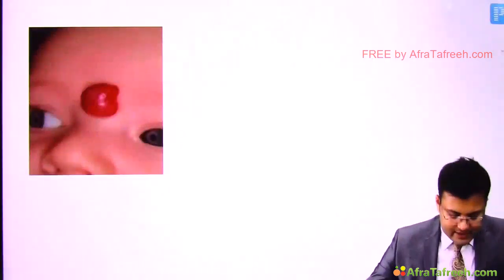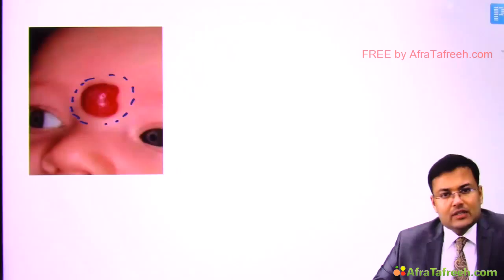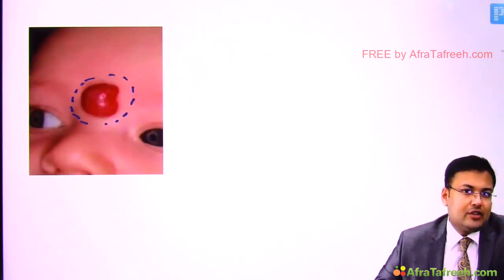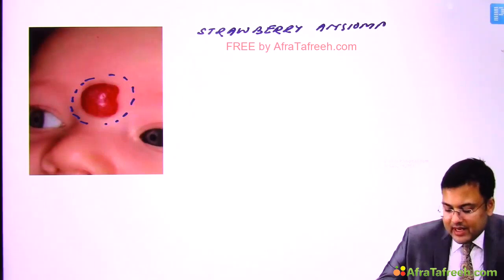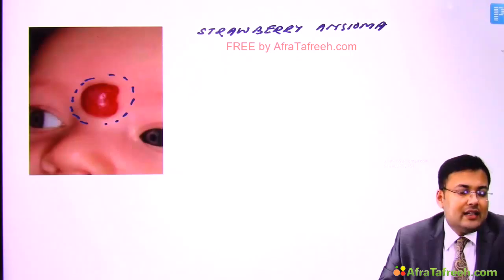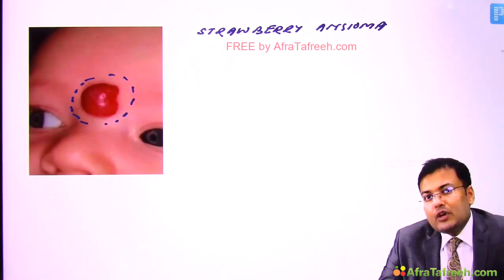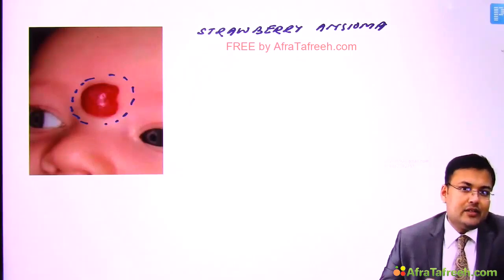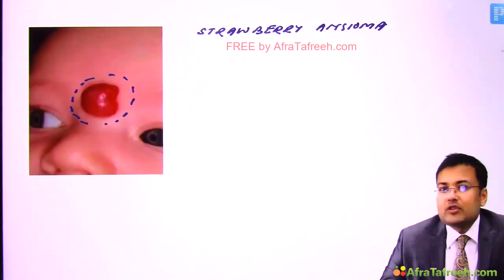Now tell me, what is the name of this condition? You can see it looks like strawberry, so the name of this condition is strawberry angioma. What is the name of this condition? It is strawberry angioma. Clear? So what is this strawberry angioma? It's a type of capillary hemangioma. In this case, the child is normal at birth, and generally this lesion appears by 1 to 3 weeks. And what happens? It is growing along with child till 1 year of age. But what is the good thing about strawberry angioma?